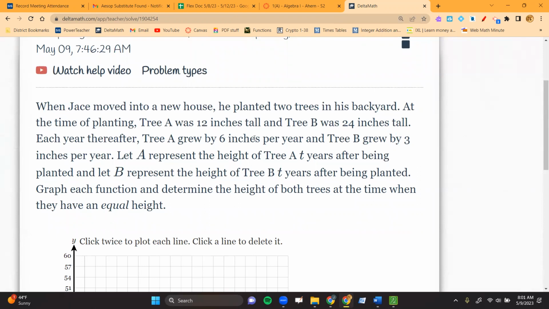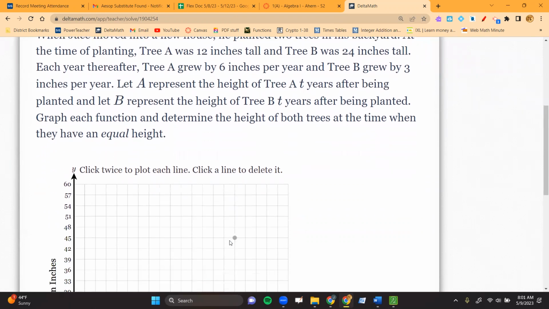So the first one, tree A. Jace moved into a new house, planted a couple trees. There you go. So for the first tree, tree A, it was 12 inches tall when he planted it. Are there any contextual clues, pronouns? Oh, he, yes. So Jace is a boy. So Jace planted tree A and it was 12 inches tall.